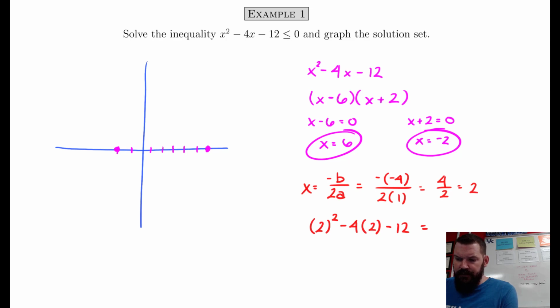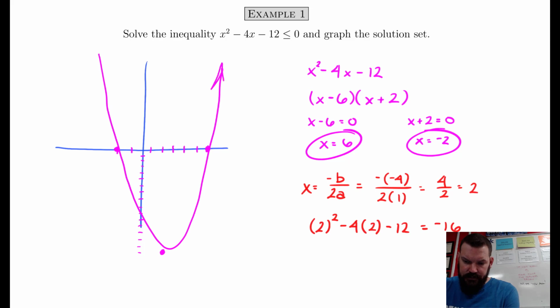And we simplify that. We get 4 minus 8 is -4, minus 12 is -16. So our vertex lies at (2, -16). So right here's 2, 1, 2, 3, 4, 5, 6, 7, 8, 9, 10. So somewhere down here is our vertex. So our graph looks something roughly like that, very rough.